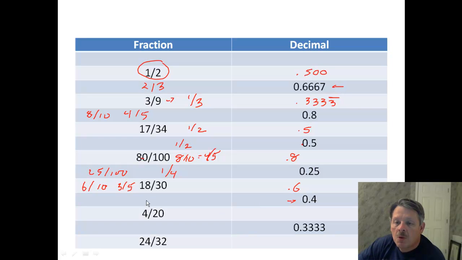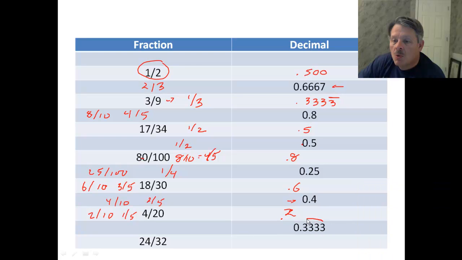0.4. 0.4 is similar. 0.4 is 4/10, which is 2/5. Again, something you should recognize. 4/20 is 2/10, which is 1/5. 1/5 is 0.2. Again, just looking at it, you should know that. 0.33333, we assume that goes on forever, all right, and because it goes on forever, that's 1/3. One of those you should recognize.